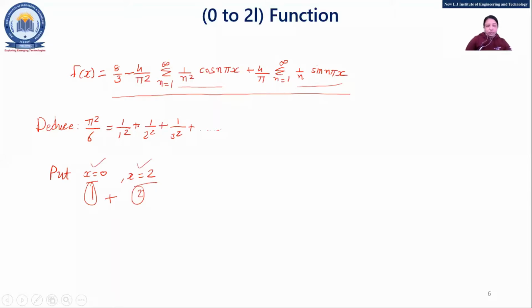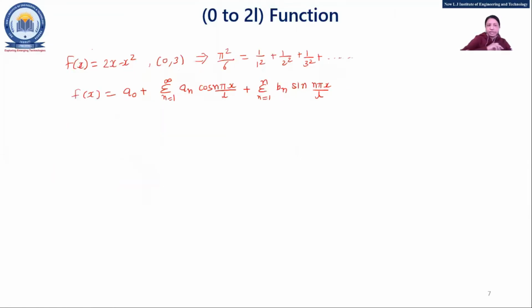Fine. So the next example for today is a continuous function. f(x) equal to 2x minus x square in the interval 0 to 3. That means 0 to 2L. Consider it or compare it with this. And the deduction required is pi square by 6 equal to 1 upon 1 square plus 1 upon 2 square. Now this is the basic equation.